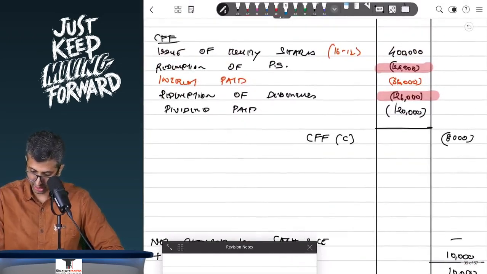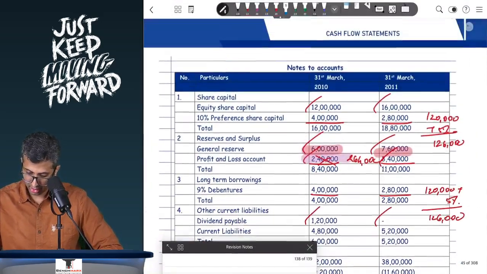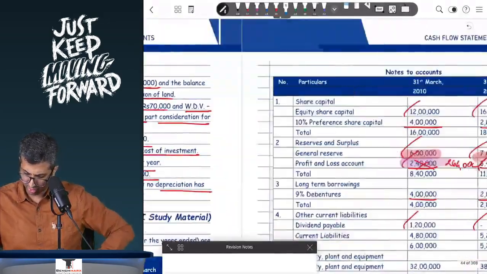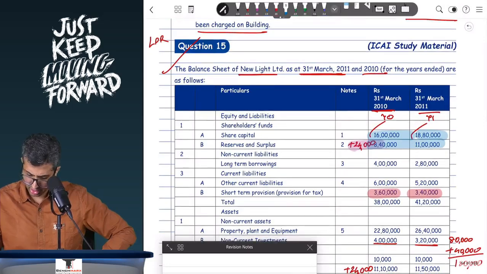4 lakh issue of equity shares. Redemption we have already taken. Next you have what? One by one. It's a fairly big question. Redemption we have already taken. Reserves we have already considered. Borrowings again we have already considered.